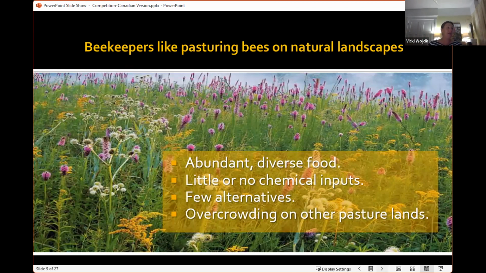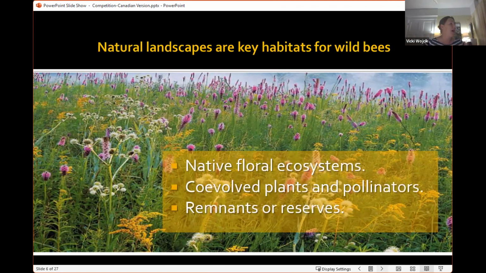So if we're looking at what beekeepers like to do with their bees when they're pasturing bees, they like natural landscapes with abundant, diverse floral sources. These landscapes are usually great because there's little to no chemical input, which can also be a challenge when you're looking for where to pasture your bees. But there's also a few alternatives for where you would put bees if you want to pasture them. And overcrowding is pretty common, especially in this context of more large-scale commercial beekeeping. So these landscapes are also the same ones where the wild bees are predominantly residing.